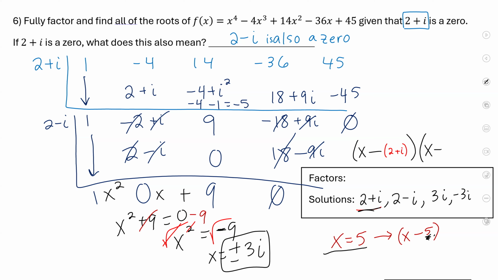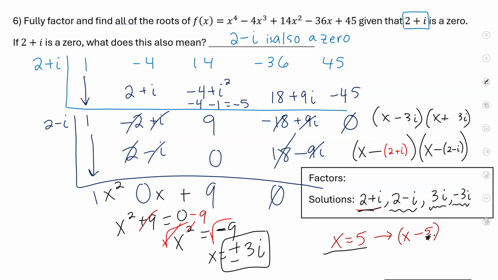X minus, and I'm going to put my solution in there. So 2 minus i. And we're going to simplify this. Let's just do this one step at a time. My next one is 3i, so that would be x minus, and then my solution. And then here's the other one. It'll be x minus, and then I put my solution. But guys, what do 2 negatives make? A positive. So this will just be a positive.